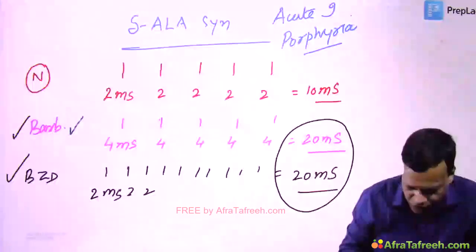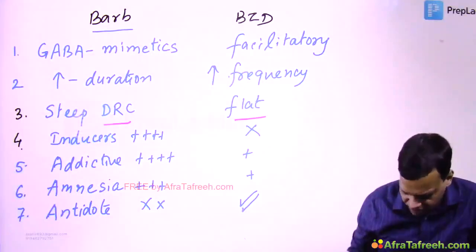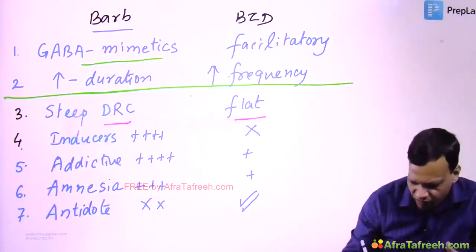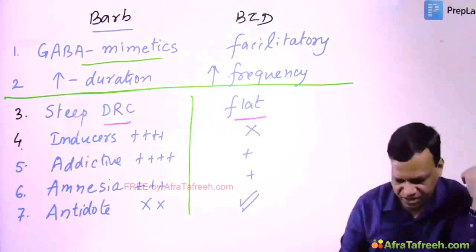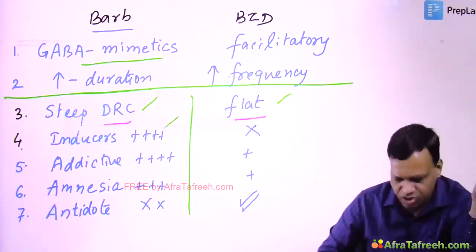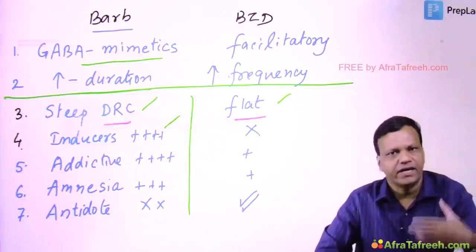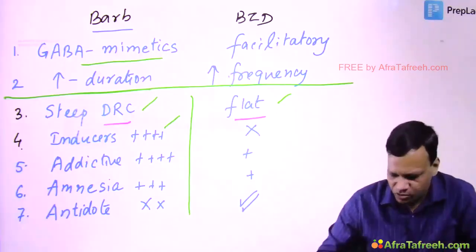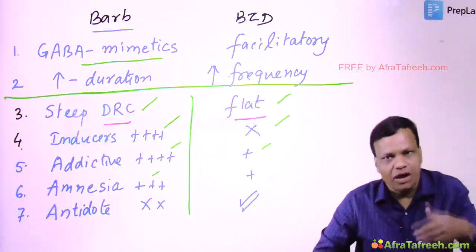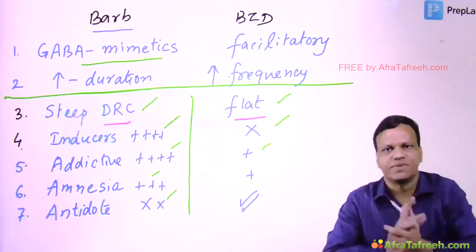Clear? So if you see the differences between barbiturates and benzodiazepines, apart from the first two differences, which are related to mechanism, the rest are all disadvantages of barbiturates. Barbiturates have a steep DRC, which means they are unsafe drugs. Benzodiazepines are relatively safer. Barbiturates are strong enzyme inducers, causing a lot of drug interactions, plus they are contraindicated in AIP, acute intermittent porphyria. Benzodiazepines are safer. Barbiturates are more addictive than benzodiazepines. Barbiturates have more amnesia-causing potential than benzodiazepines, and barbiturates do not have any antidote, whereas benzodiazepines have an antidote.